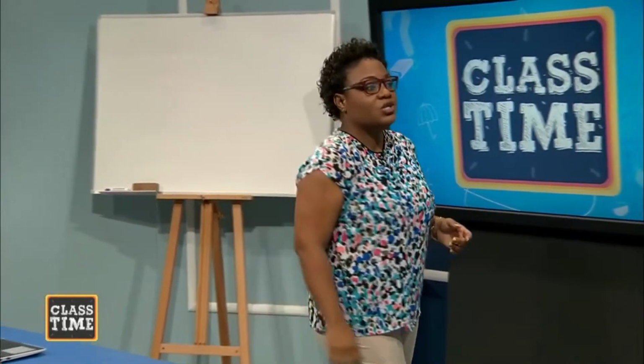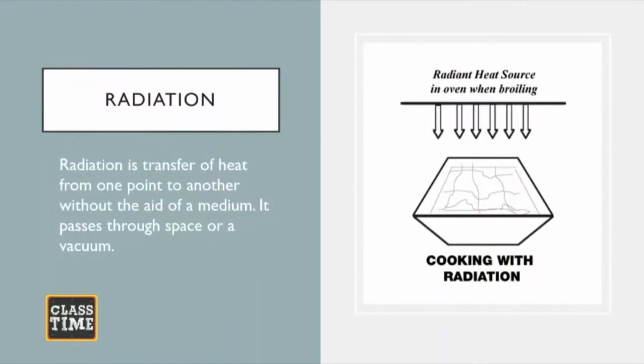Now let's look at radiation. Just like the diagram said, just like the video said, radiant heat doesn't need any medium to transfer it to anything. It's going to take the heat from the direct source. So it's the transfer of heat from one point to another without the aid of a medium. It passes through space or a vacuum. And just like the video said, it's the radiant waves that are going to make contact with the item that is being cooked.